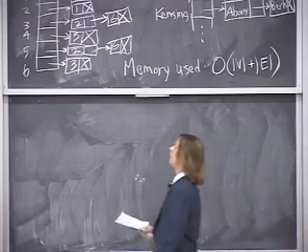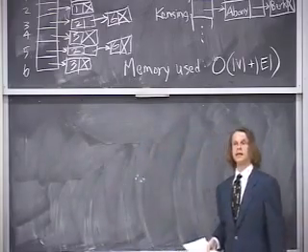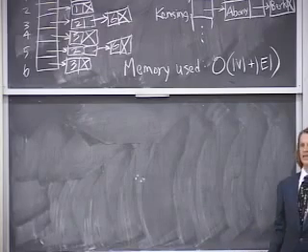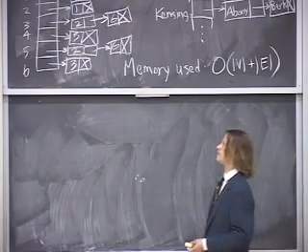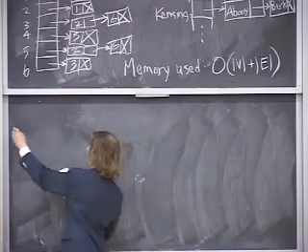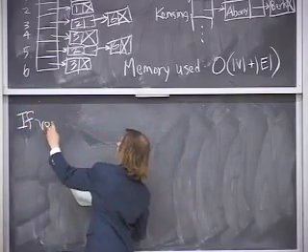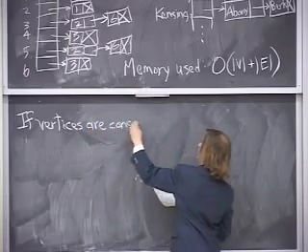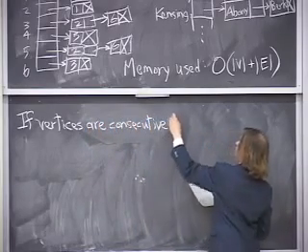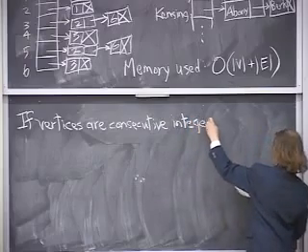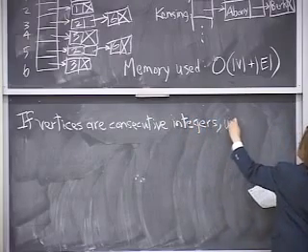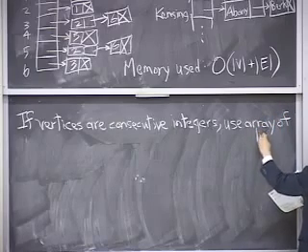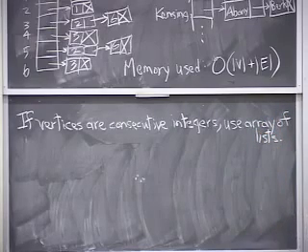Now, a few details about getting this data structure to work out. If your vertices are just represented by consecutive integers, then it's easy to do it. You just use an array. So there you have an array of lists.